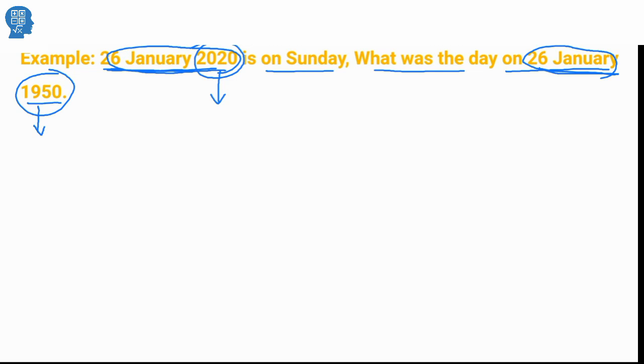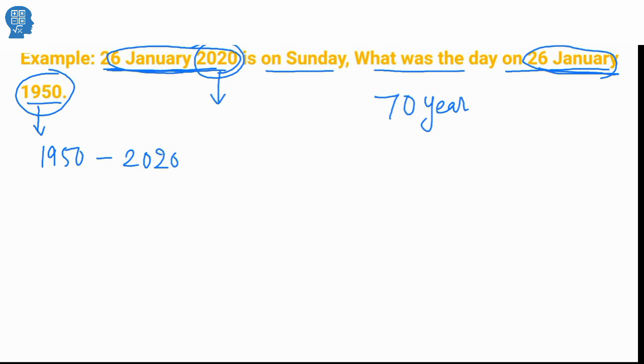So let us move on. From 1950 to 2020, how many years do we have? If you subtract both, we have 70 years. And in these 70 years, how many leap years do we have? That needs to be found, and that number needs to be added to 70. Then we get the total number of odd days.